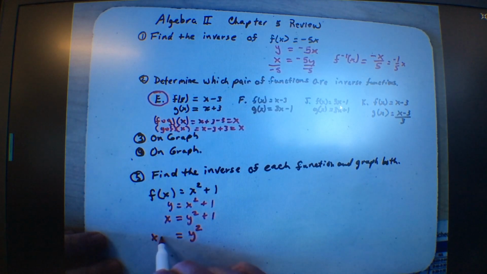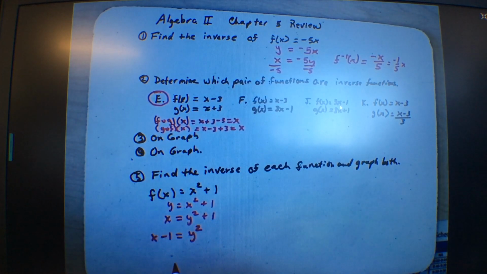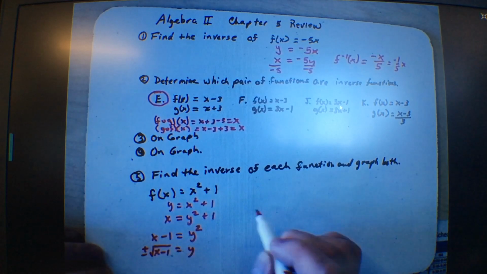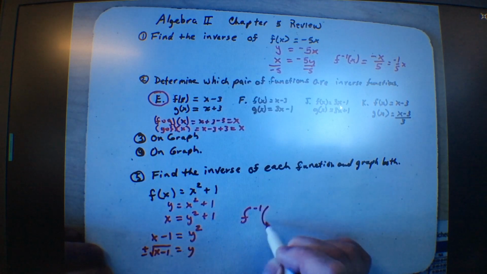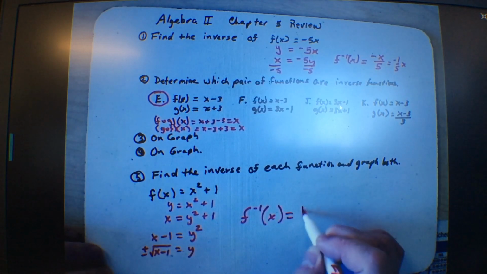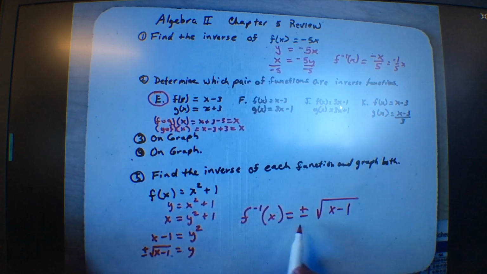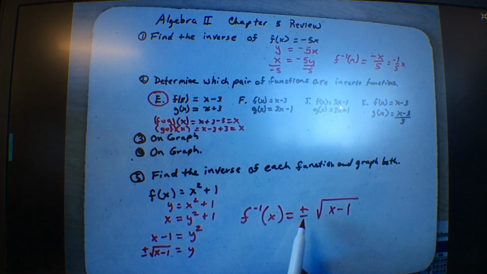What do you think the number one missed thing on this one is? Plus or minus. He is correct. When we take the square root of both sides, we need to make it plus or minus x minus 1. And this is the number one thing missed on it.